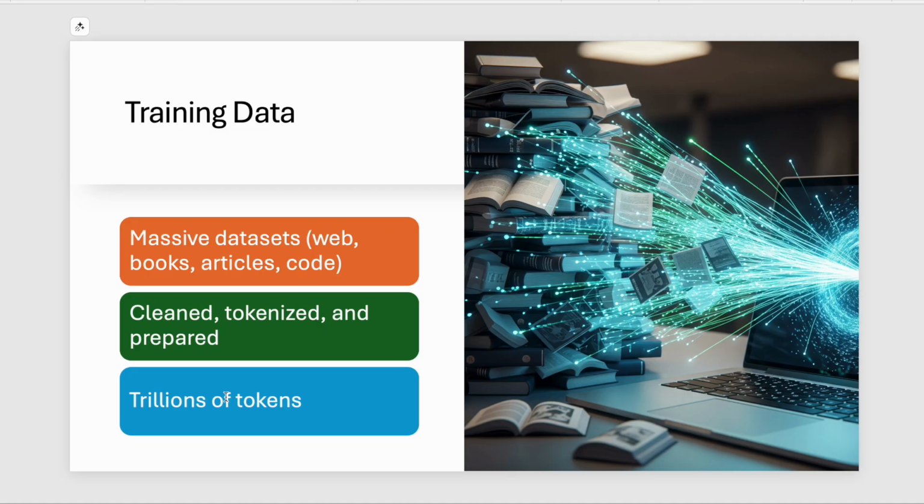Training data. LLMs need a huge library of knowledge to learn from: books, articles, websites, even code. But before training, the text is chopped into smaller pieces called tokens. Like Lego blocks, for example, the word "playing" might be split into two tokens, "play" and "ing." The model then learns patterns from these Lego-like pieces across trillions of examples.